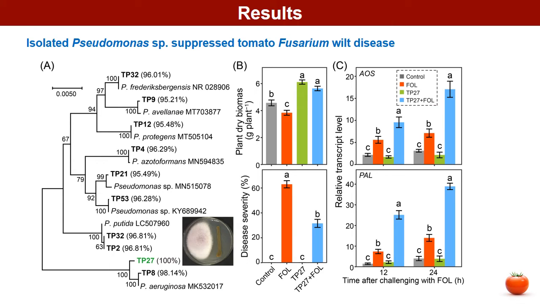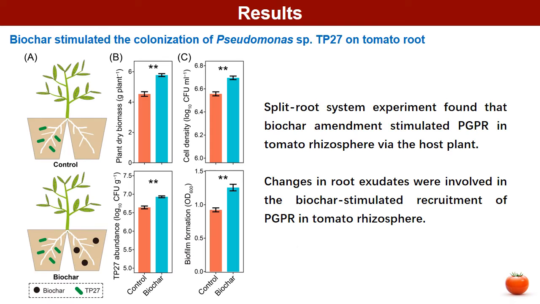Culturable Pseudomonas species in tomato rhizosphere were isolated. The isolate TP27, which displayed 100% sequence similarity with OTU 1633, showed in vitro antagonistic activity against FOL on PDA agar and decreased Fusarium wilt disease index in a pot experiment.